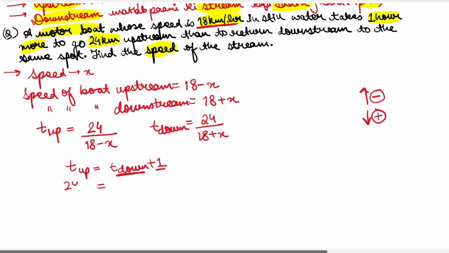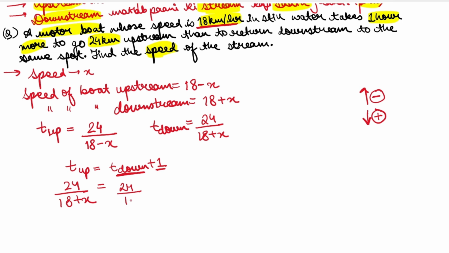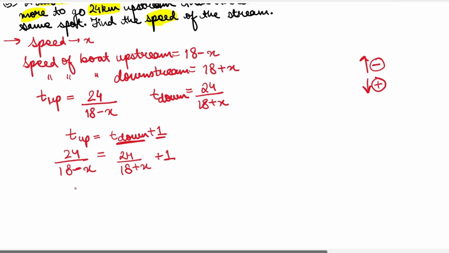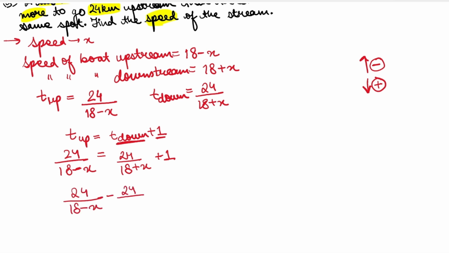I will substitute the value, so you have 24/(18 minus x) and then you have 24/(18 plus x) plus 1. Okay. Now solving this further, so इसको हम उस तरफ ले जाएंगे, so you will get it as 24/(18 minus x) minus 24/(18 plus x) is equal to 1.